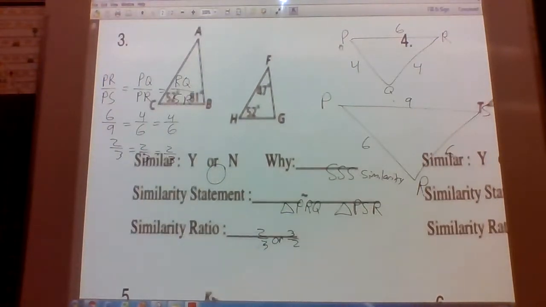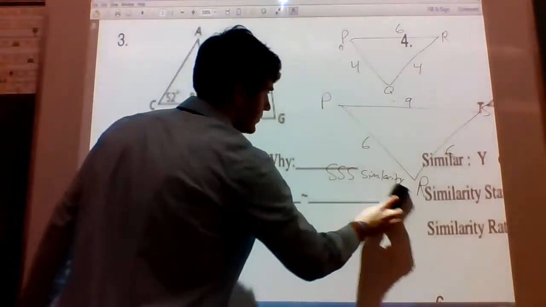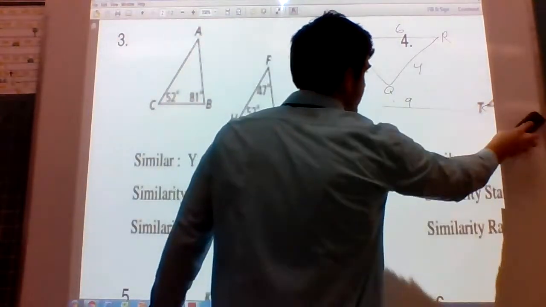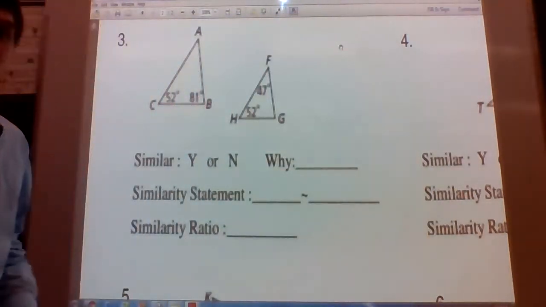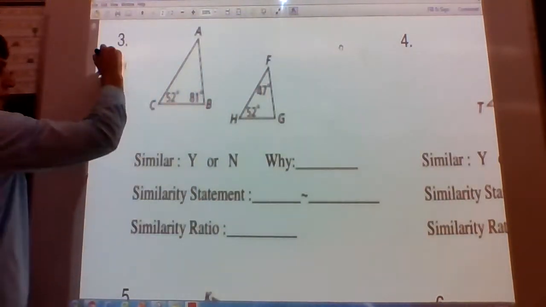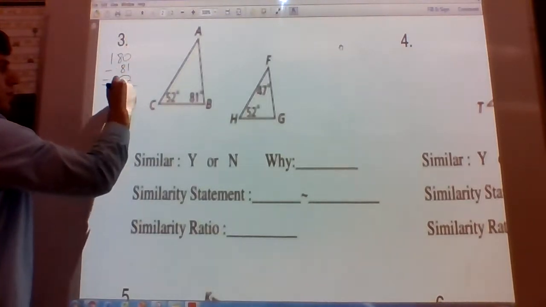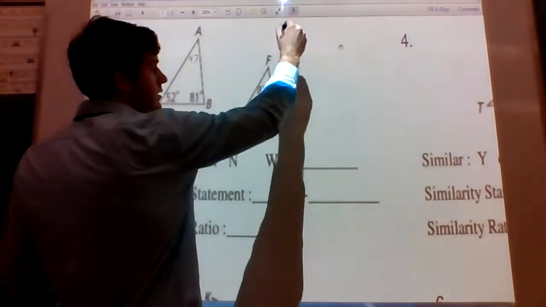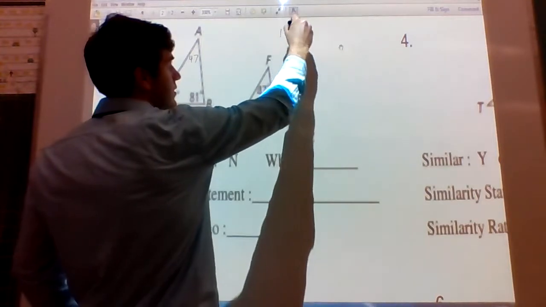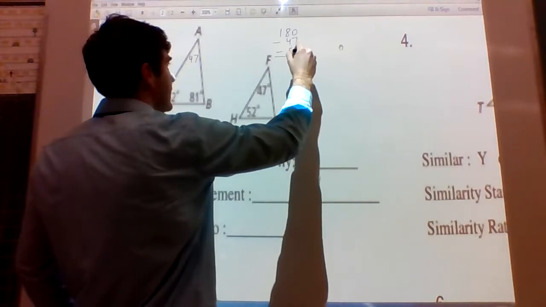Number 3, it gives us some information about the angles. We can find the missing angles by using the triangle sum theorem, which says that the 3 angles of a triangle add up to 180. So if we do 180, we subtract 81 and 52, we're left with 47. And then we do the same thing here. 180 minus 47 minus 52, we're going to be left with 81.